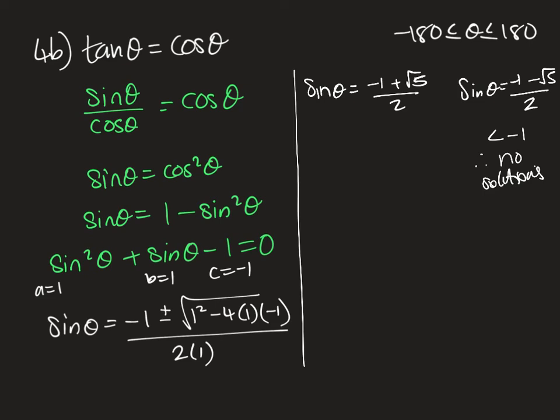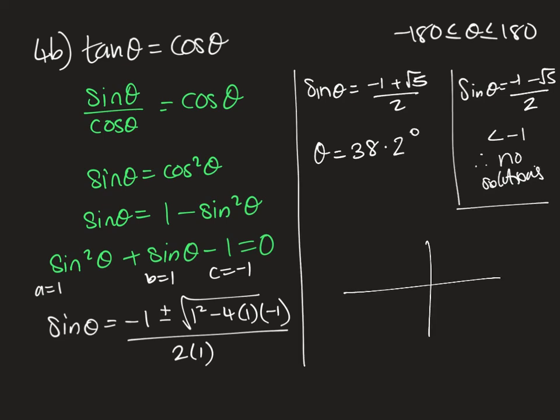So now we're just going to proceed with the first one of sin theta is negative 1 plus root 5 over 2. Apply the inverse sine function to get your first solution, your principal value of 38.17 or 38.2 degrees. Thinking about the sine wave between negative 180 and positive 180, we can see that we're only expecting 2 solutions and that they're both positive.